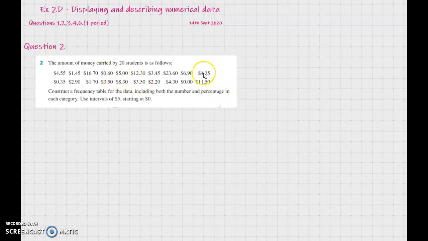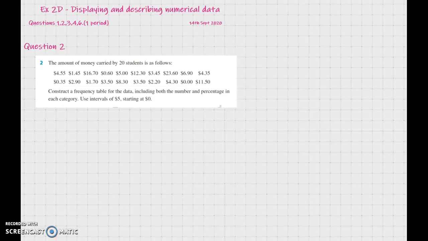Question 2 has you look at data for 20 students and how much money they're carrying. And we need to, number 1, construct a frequency table for the data, including both number and percentage in each category using intervals of $5 starting at 0. I'll then go on to create a histogram for it and show you some of the key features of a histogram as well.